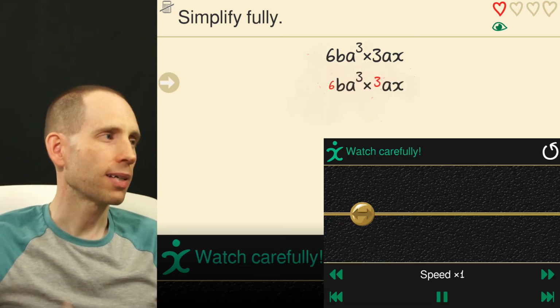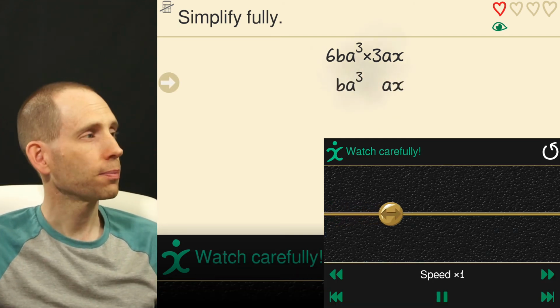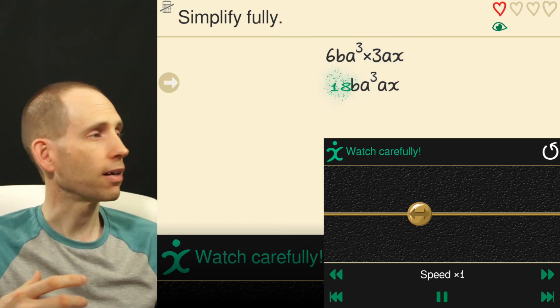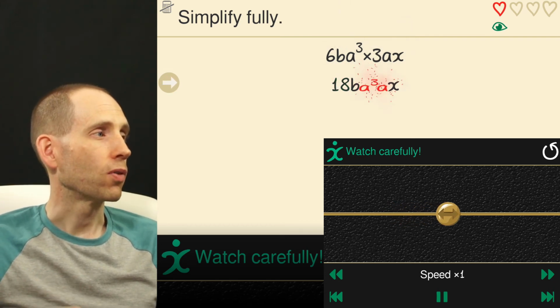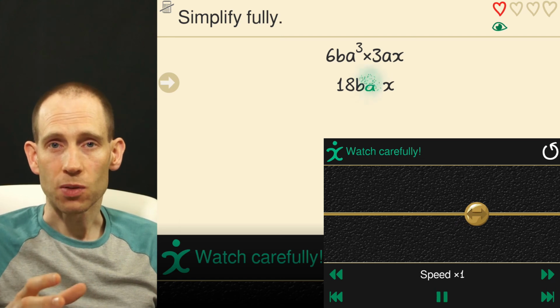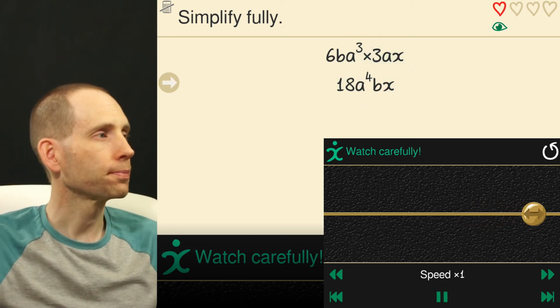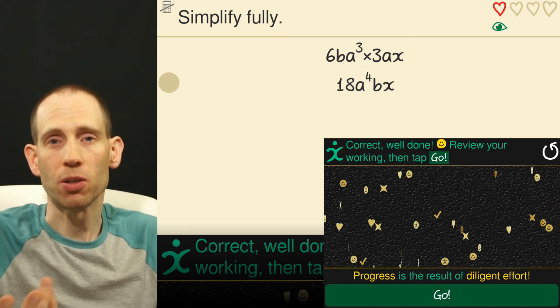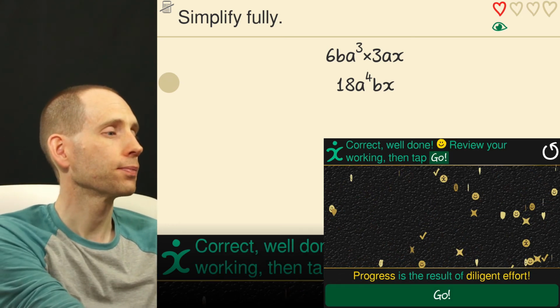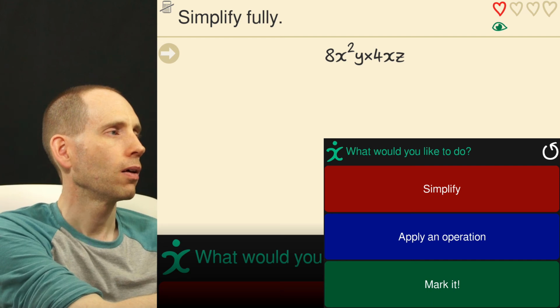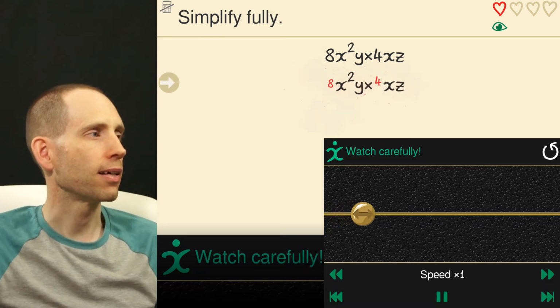Let's try this one. Again, think about the numbers, 6 times 3. What's that going to give us? 18 is our coefficient. And then we've got some a's that are repeated factors within this product. So there are 4 of them altogether, a to the power 4. And then if we want to put them in alphabetical order, we can do. Okay, so hopefully we're starting to get the idea.